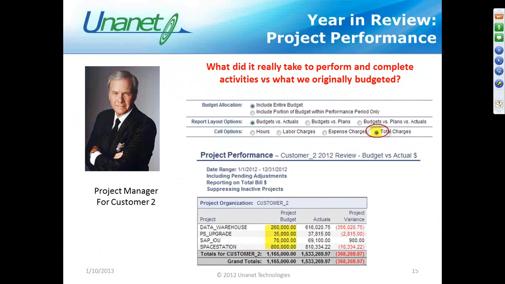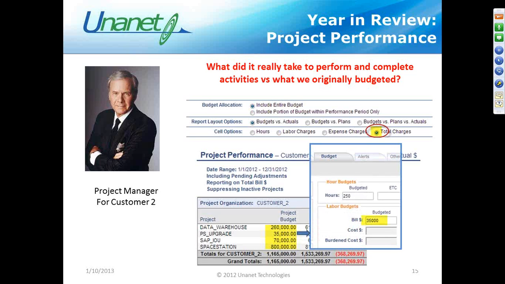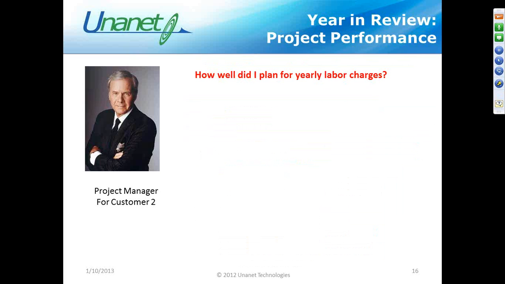Well, what is the budget here? Where does that number come from? Where is it derived from? From the Project Profile Budget tab. There's the list of the hours and the cost and bill labor budgets, and these are input by the project manager for that project. So how well did Tom plan for this past year?